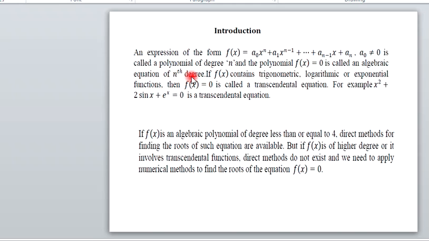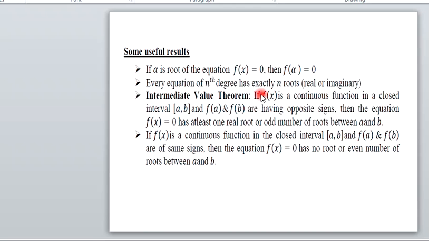If n equals 2, it is called a second degree polynomial. If n equals 3, it is called a third degree polynomial, and so on. If f(x) contains trigonometric, logarithmic or exponential functions, then f(x) equals 0 is called a transcendental equation. That means if this equation includes any trigonometric function, that is sin x, or exponential functions or any logarithmic functions, then that type of equation is called a transcendental equation.